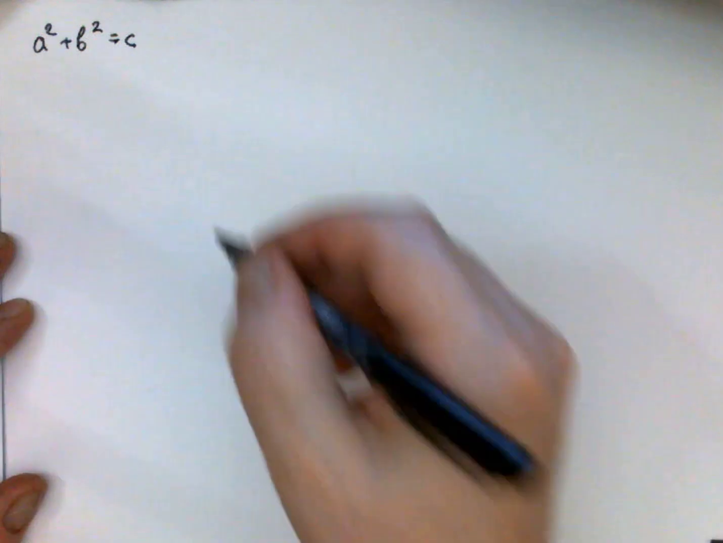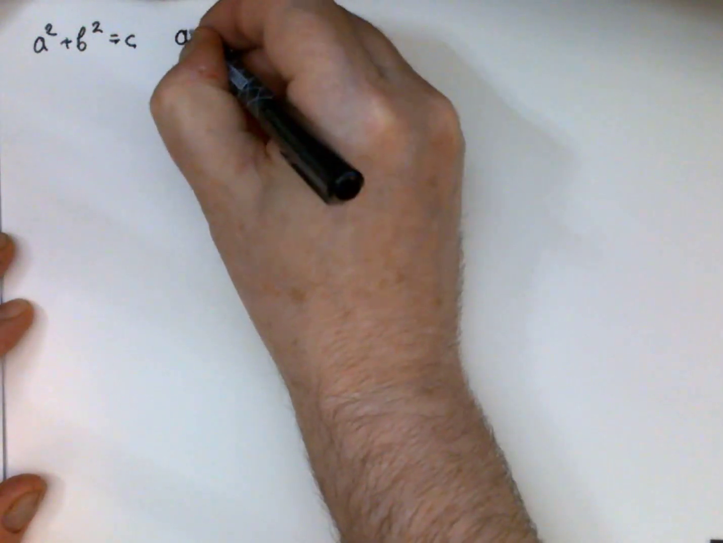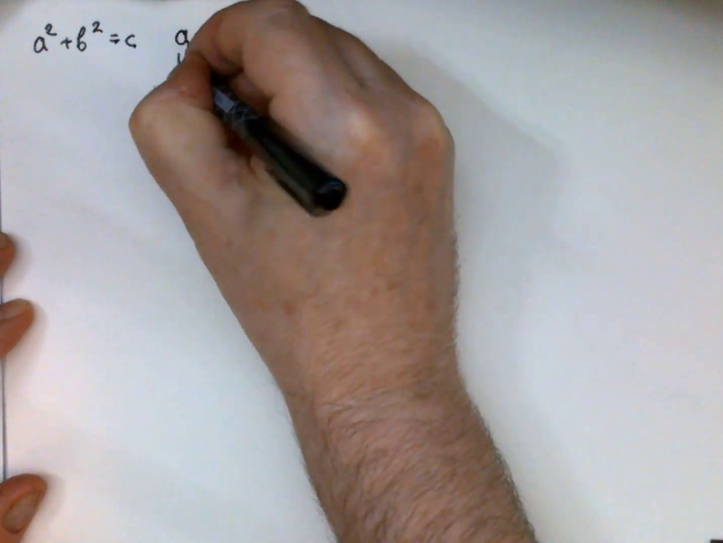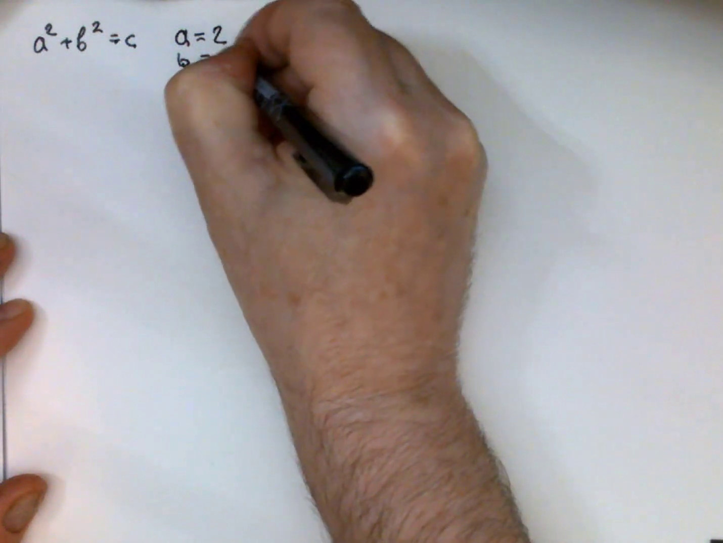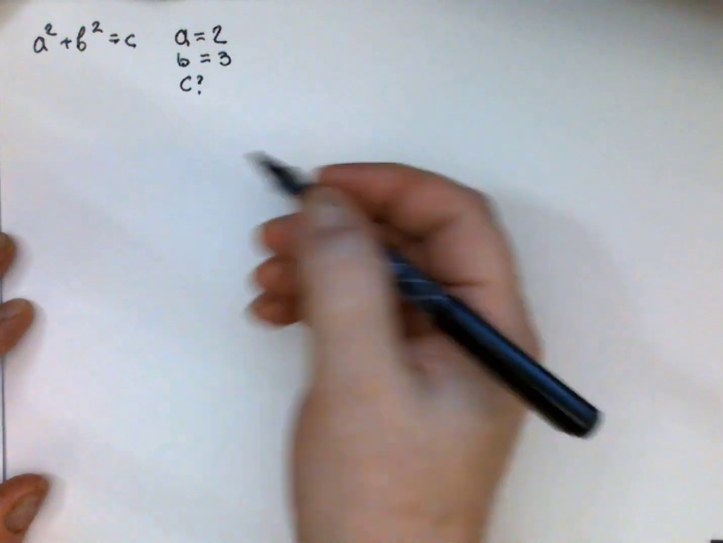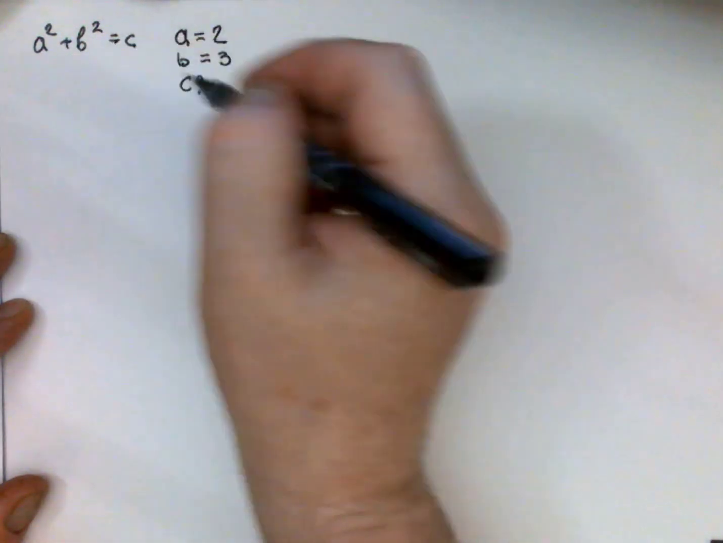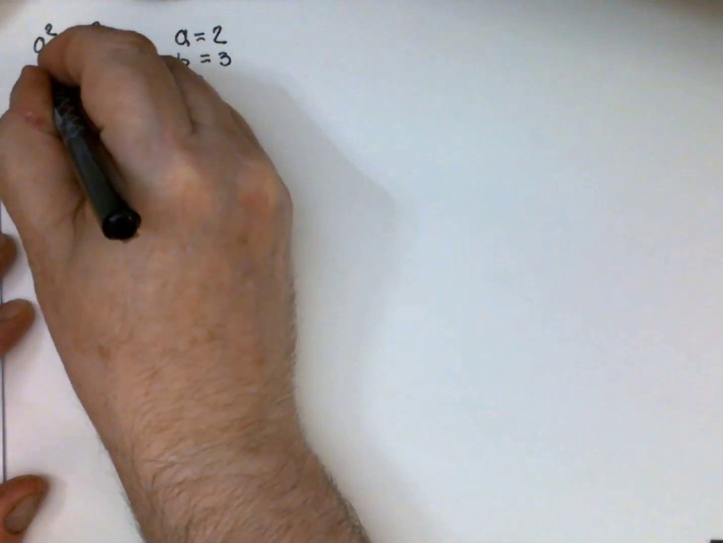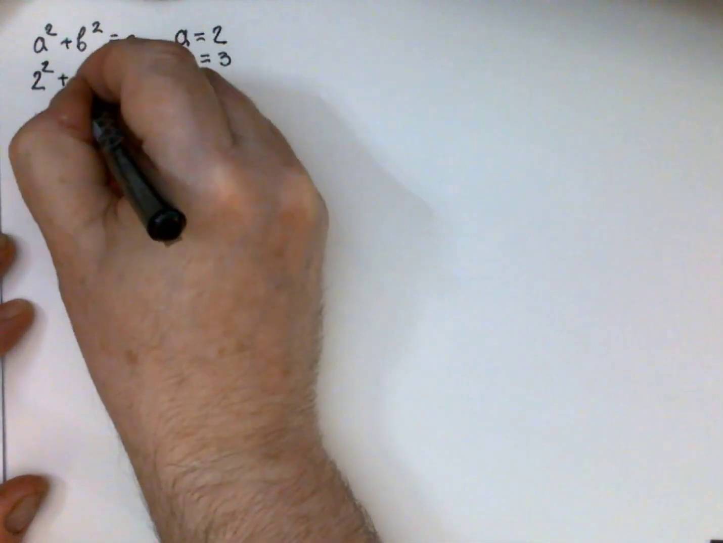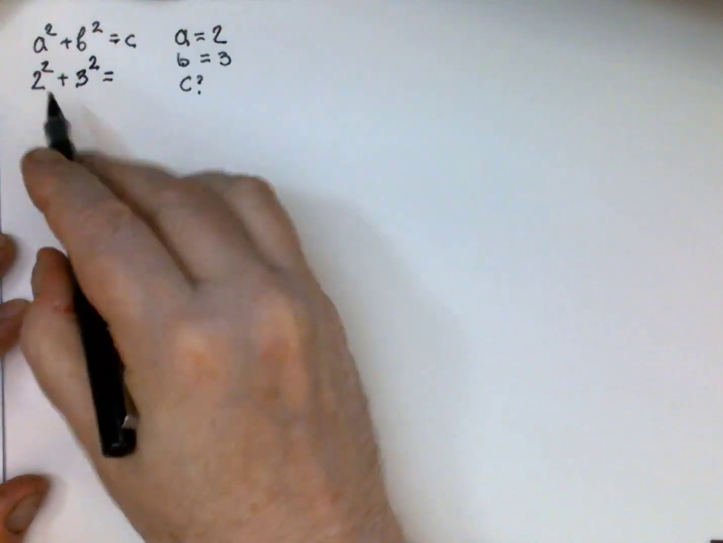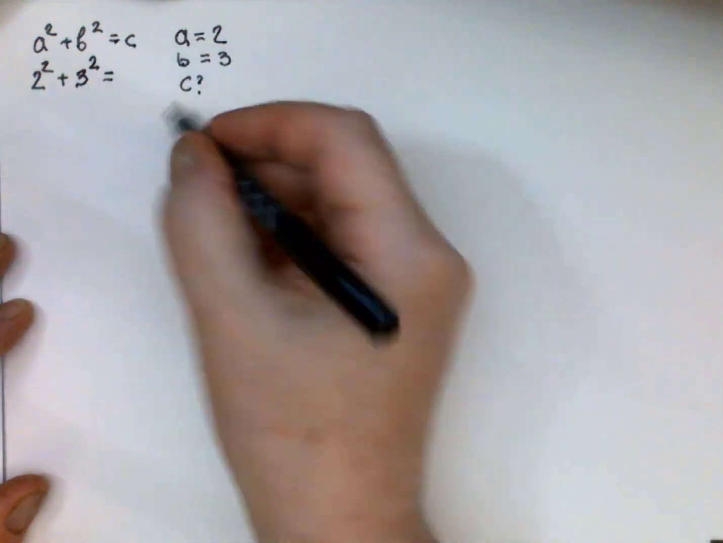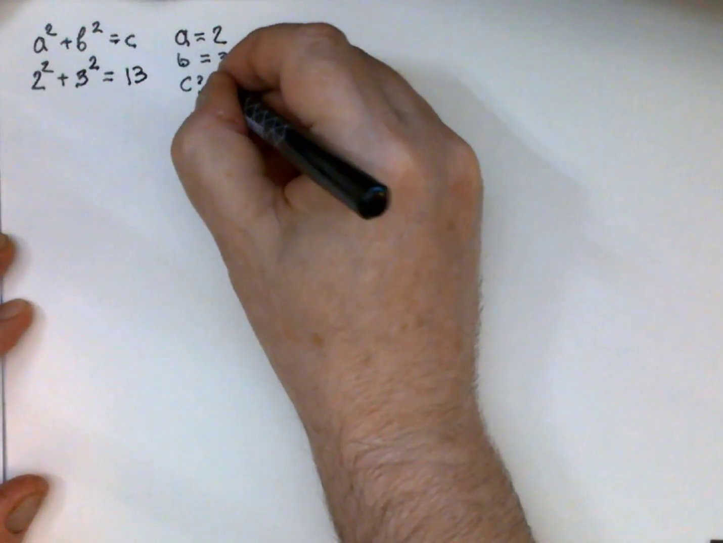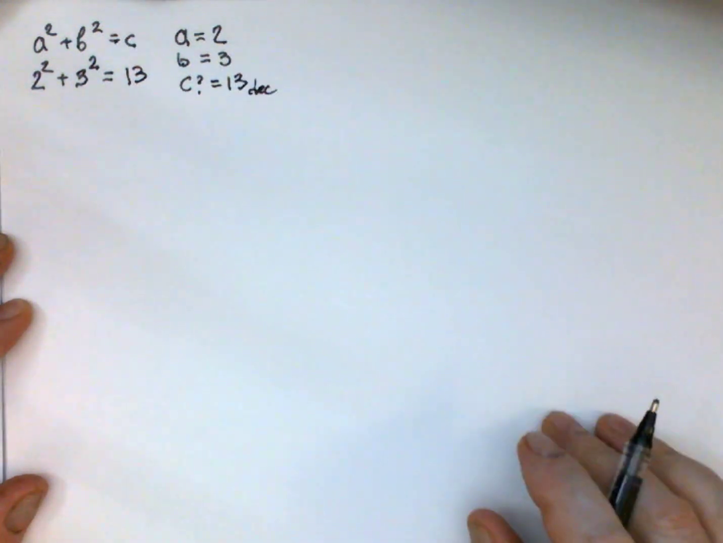In a matter of calculation of real value, I would like to put a equal to 2 and b equal to 3. What is c? Now what we need to do is substitute 2 to the power of 2 plus 3 to the power of 2, which will be 4 plus 9, which is 13.